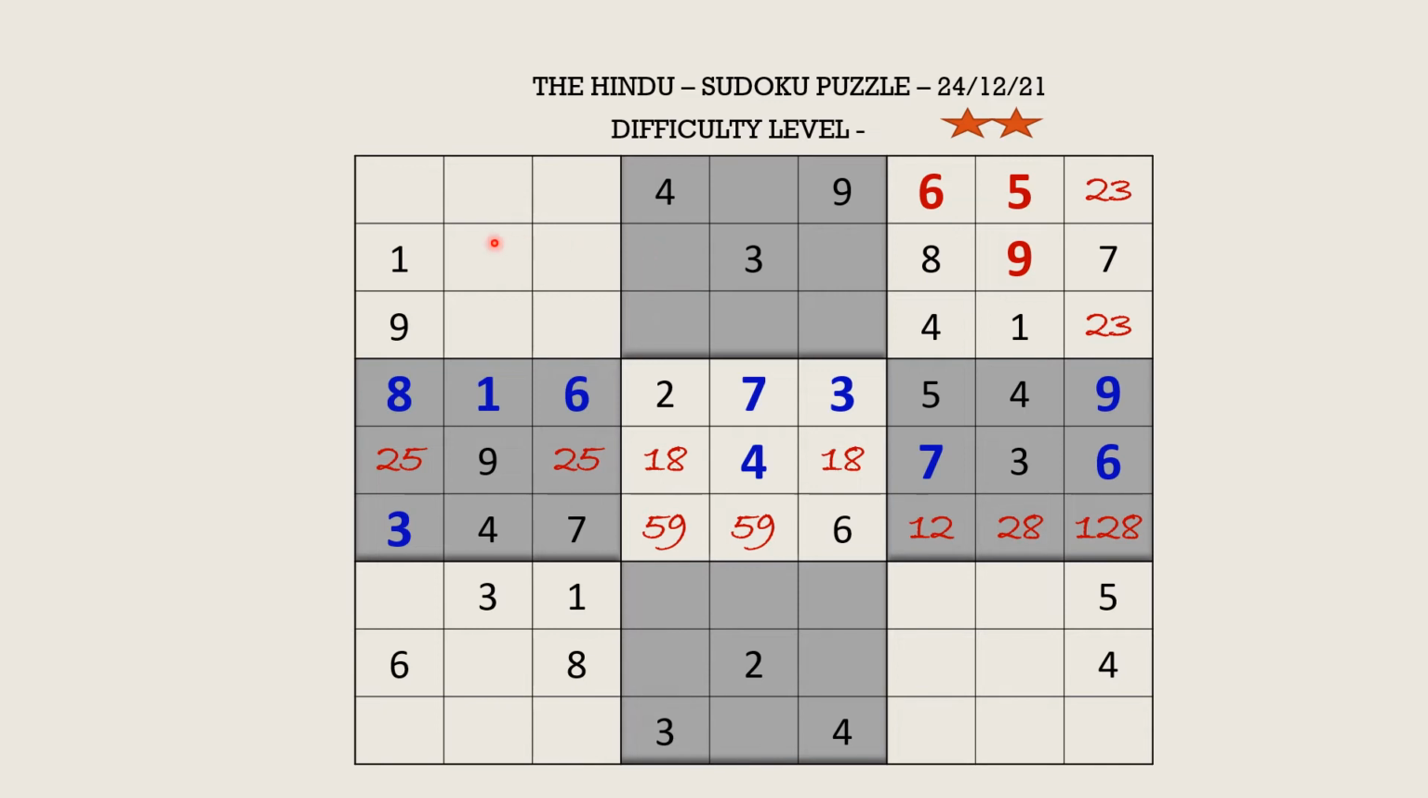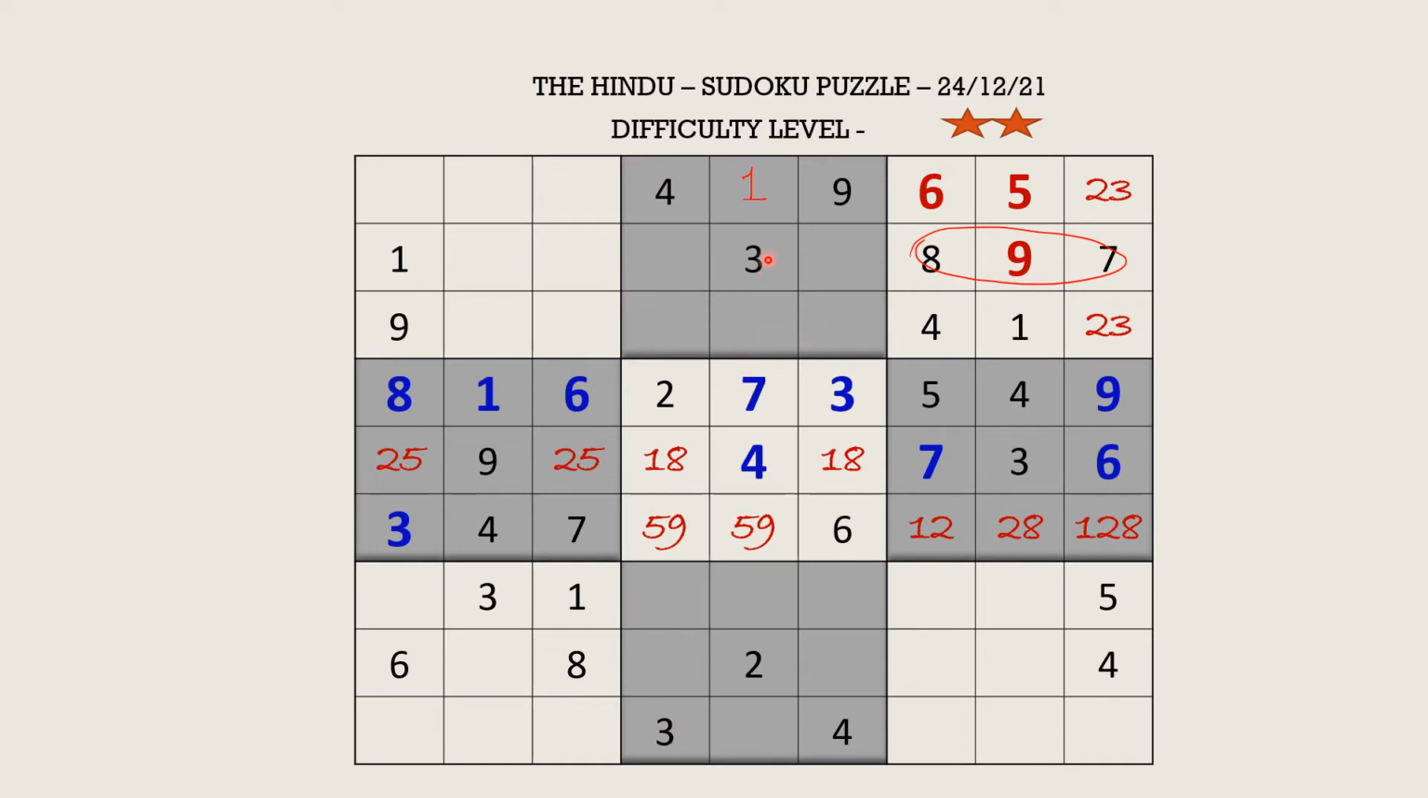So here 1 blocks and here 1 blocks. So this cell is 1. And now you can see an 8-7 pair here. So this blocks these two cells. So obviously this cell has to take the 8-7 pair.